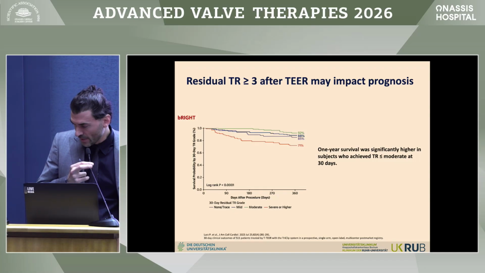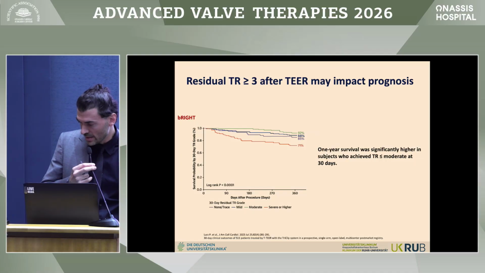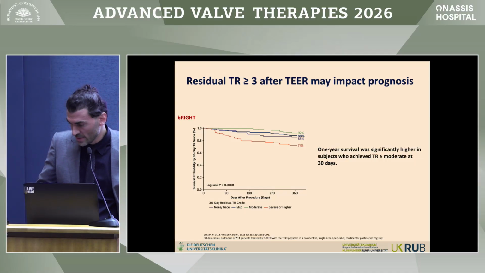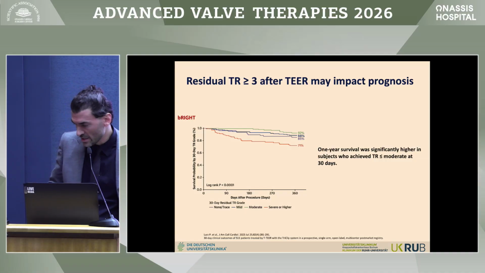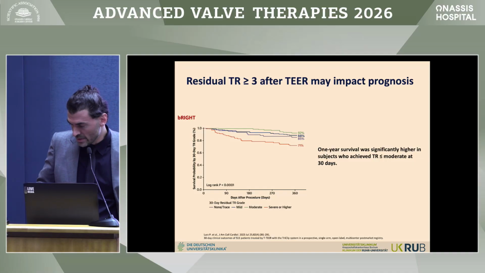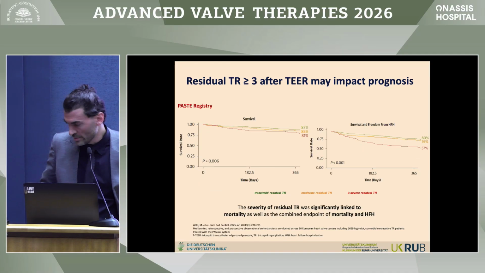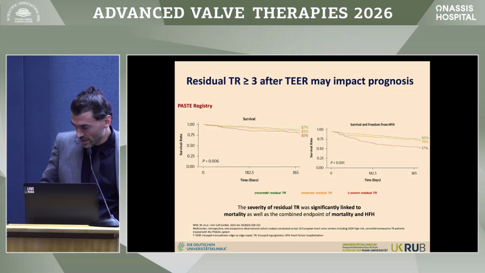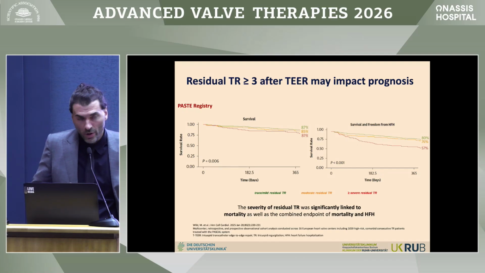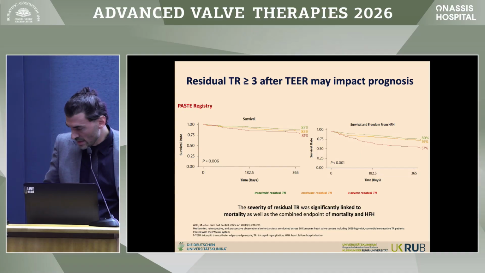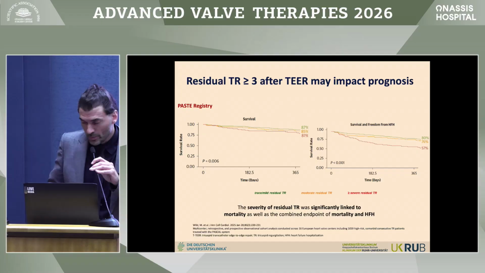Definitely, we have seen that the current data show that 1-year survival is significantly higher if we achieve our result in the first 30 days. Moderate or less than moderate TR has a positive impact regarding the outcome, and the severity of the residual regurgitation is significantly linked to mortality as a combined endpoint. So these are data that we can see if we follow the patients over 1 year. And so there is an impact on prognosis.